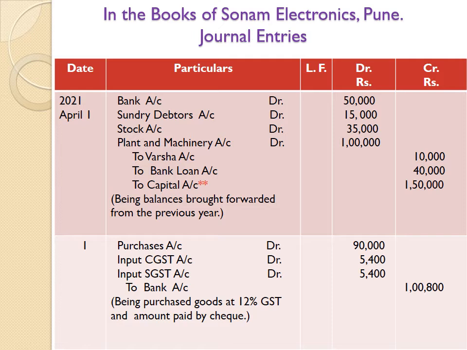Purchased goods at 12% GST and amount paid by check. So purchases account debit 90,000. Input CGST account debit 5,400. Input SGST account debit 5,400. To bank account 1,08,000, being purchased goods at 12% GST and amount paid by check.